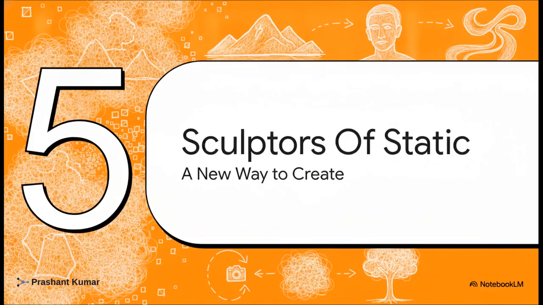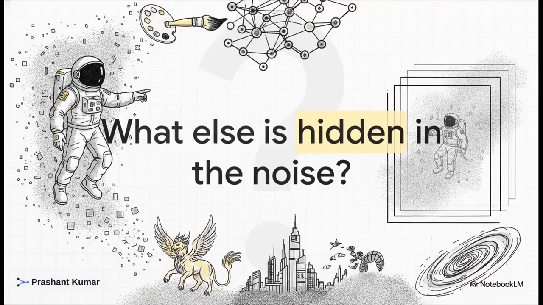Part 5. Sculptors of static, a new way to create. That is the whole trick beautifully summarized. The AI learns to turn pictures into noise, it learns to reverse that process, and then it starts from pure noise to reverse its way into something completely new, all guided by a simple sentence. And this brilliantly illustrates a profound shift in how we think about creation. It's not painting the way a human paints, not at all. It is literally sculpting a photograph out of pure static, one denoising step at a time.